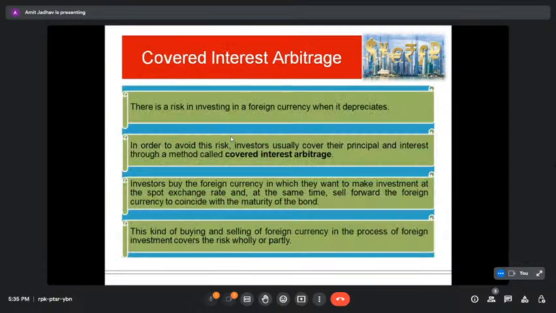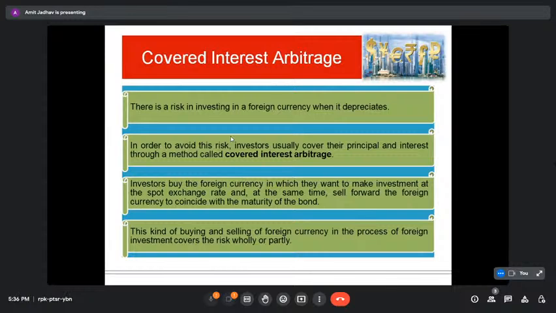Next we have covered interest arbitrage. There is a risk in investing in foreign currency when the currency depreciates. In order to avoid such risks, investors usually cover their principal and interest through a method called covered interest arbitrage. Avoiding such a risk, the investor tries to cover his principal and interest through the method of covered interest arbitrage.